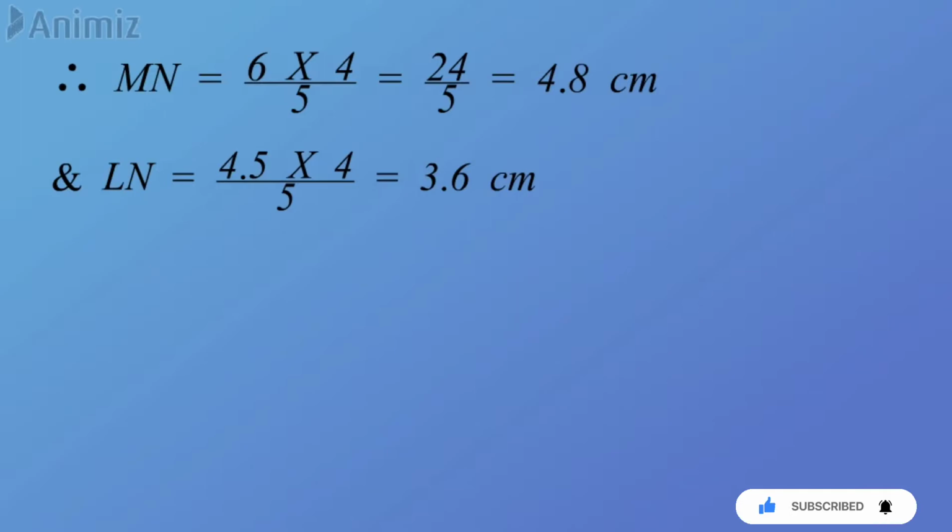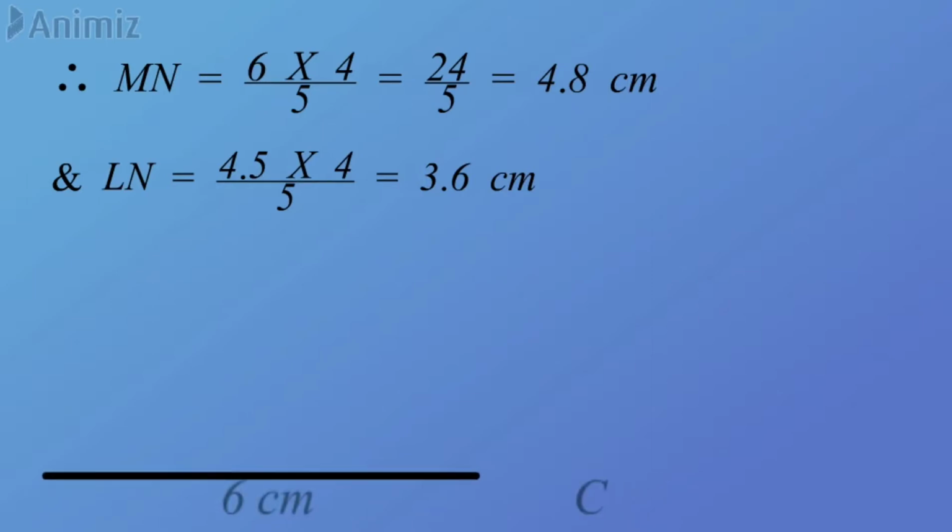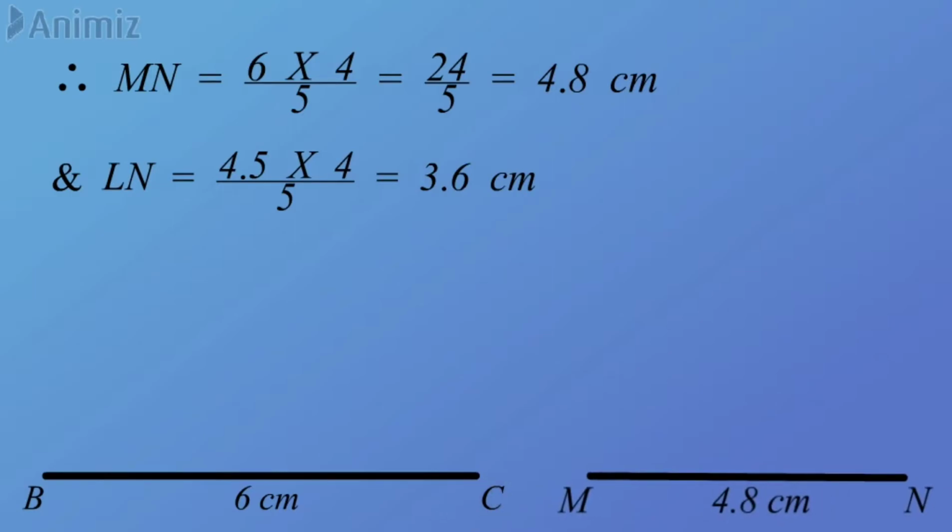Now you are asked to construct both the triangles. So for the first triangle, BC is the base. So first you have to draw BC of 6 centimeter. For the second triangle, MN is the base. So you have to draw MN of 4.8 centimeter. Now take 5.5 centimeter in your rounder. Keep your rounder at B and draw one arc.